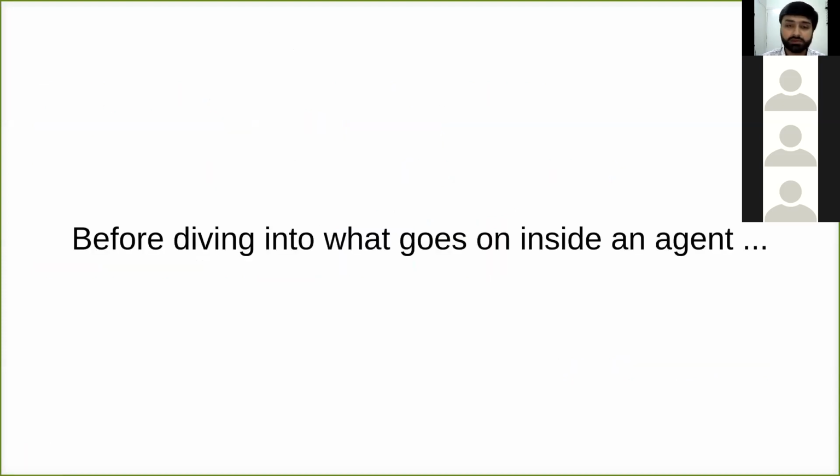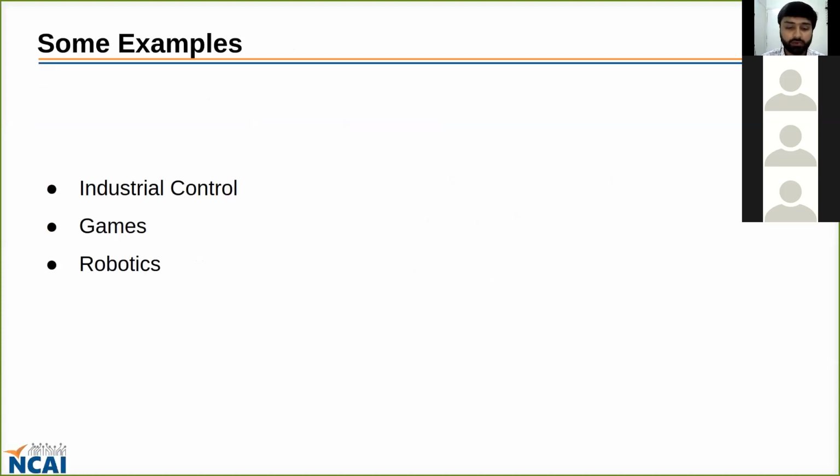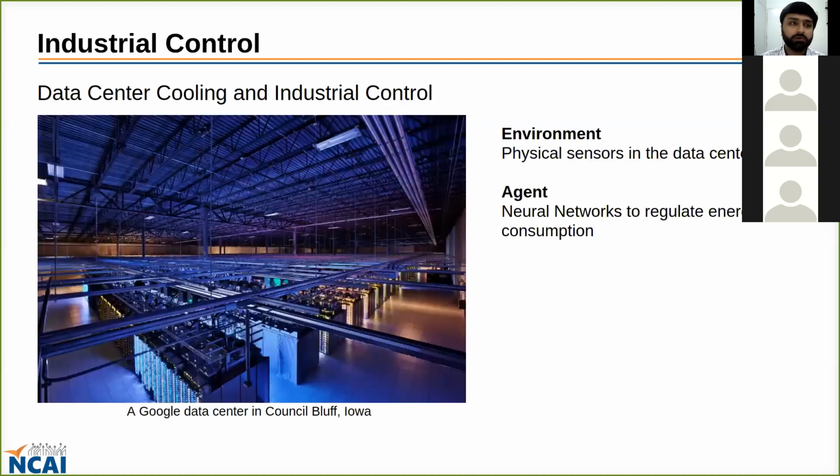Now, before diving into what goes on inside an agent, let's look at some examples from industrial control, robotics, and games to set the tone right in terms of what types of problems can be solved by reinforcement learning. For industrial control, I'll give the example of a data center cooling and industrial control system, which was deployed by Google's own DeepMind branch at its data center at Council Bluffs, Iowa. The environment here consists of all the physical sensors in the data center, which measure the state of the environment. And the agent is the neural networks, or the AI, if you call it in layman's terms, that regulates the energy consumption and finds optimal actions to take.